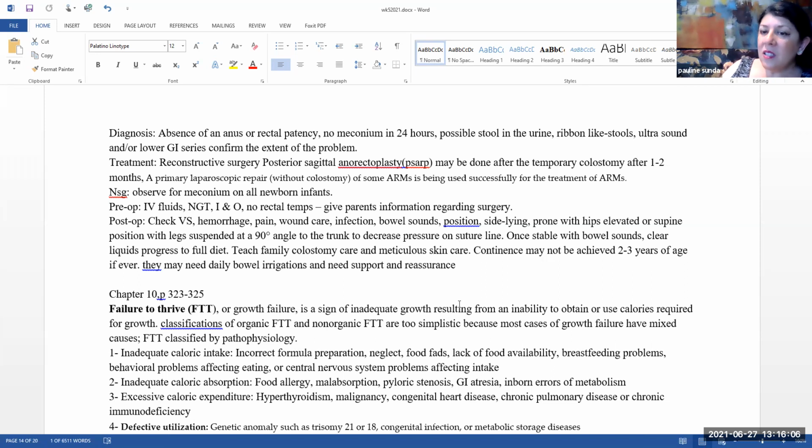Continence may not be achieved at the typical age, if ever. Know that they may require daily bowel irrigations and need support and reassurance.